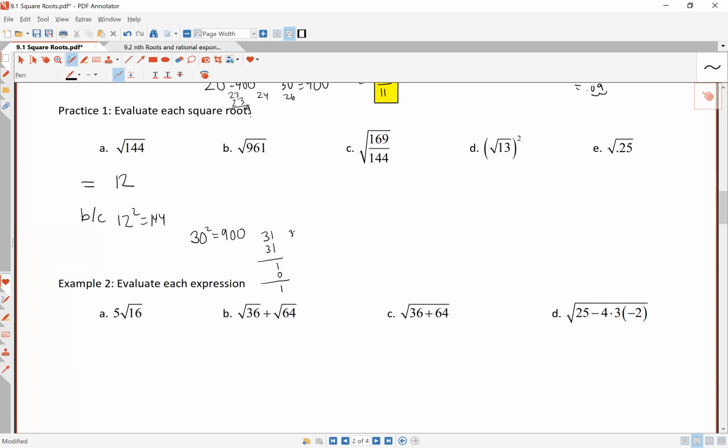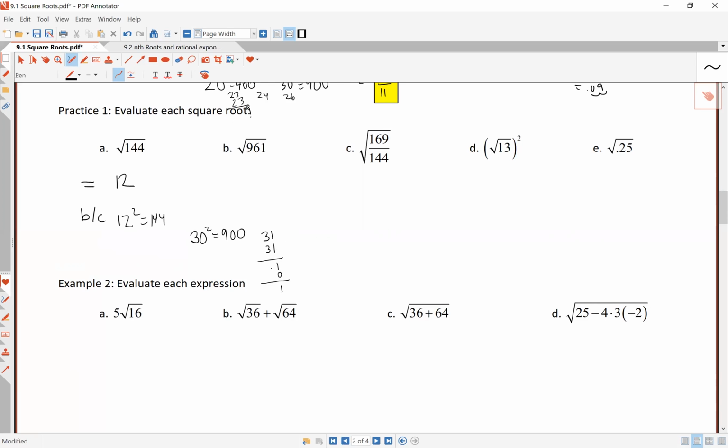32 would not be a good guess because that would end in a 4. 2 times 2 would be 4. 33 would end in a 9 because 3 times 3 is 9. 34 would end in 6, since 4 times 4 is 16. 35 would end in a 5. 36, 6 times 6 would be 36. So 31 seems like a good choice.